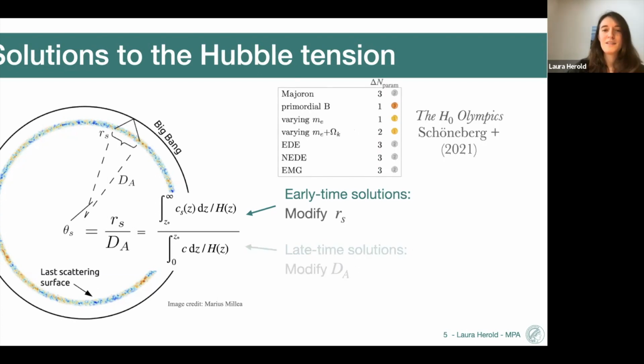There has been this very nice paper last year that was called the H-Node Olympics. Essentially, all the models that made it to the finals were early time solutions. So it seems like the early time solutions work better, the reason being that the tomographic data that we have at late times clearly disfavored these late time solutions. And in this talk, we're focusing on early dark energy, which performed rather well in this comparison.